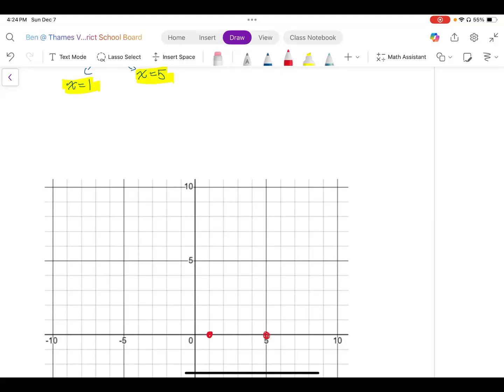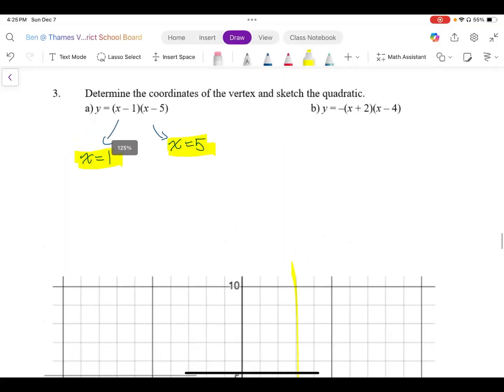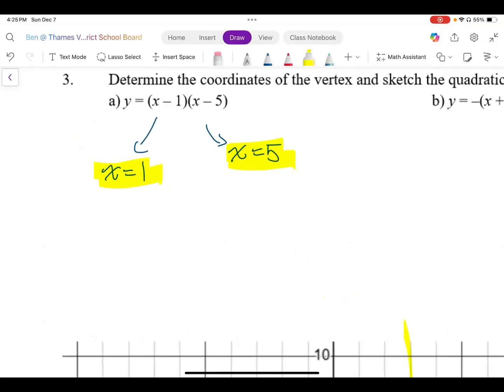Now, as we said, the location of your vertex is going to be halfway in between those. Well, I can see right here that's going to be here-ish. In order to show that algebraically, what I'm doing is finding the middle of x equals 1 and x equals 5. To find the middle of two numbers, we add them up and divide by 2.